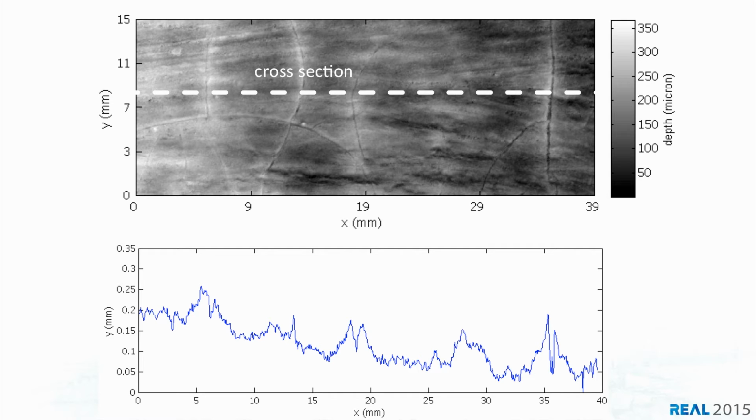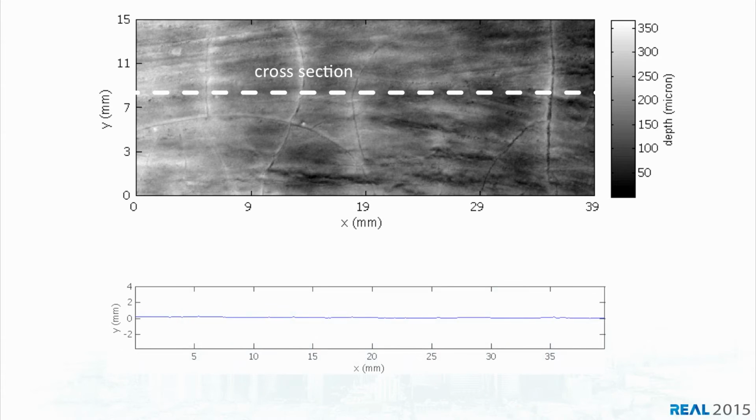So if I now take this scale, the X scale and Y scale, and put them 1 to 1, you can actually see that the painting is as flat as a pancake. It's really very flat.